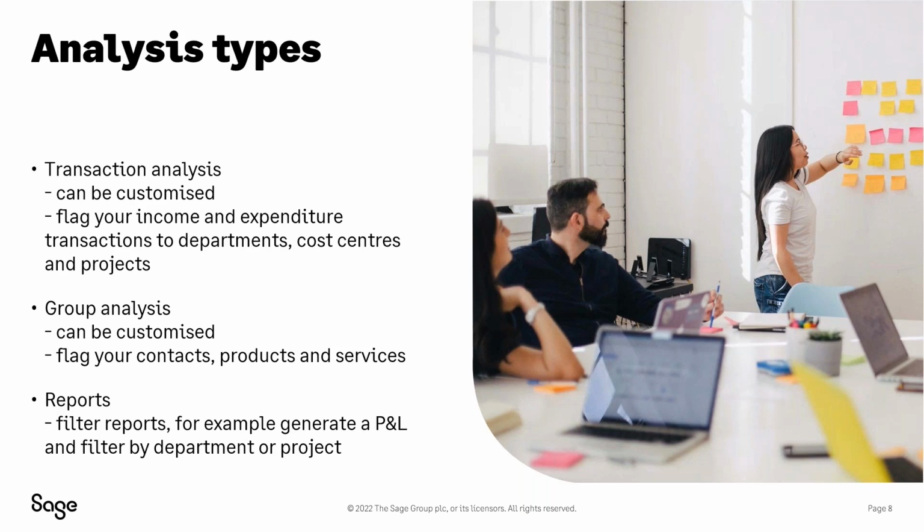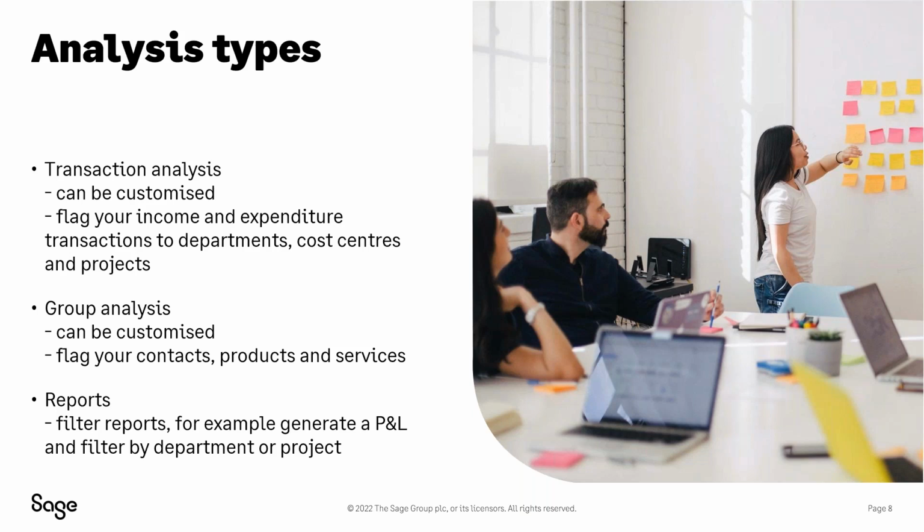Now, the idea of applying these analysis types to your transactions and your records is that you can then report on that. So it acts as an extra filter. So rather than just produce a profit and loss report, for instance, you could apply a departmental filter, so you've got a departmental profit and loss. Or you could say, I want to run this profit and loss for this project. All of a sudden, you've got a project profitability report. You can see all the income and expenses based on that project.